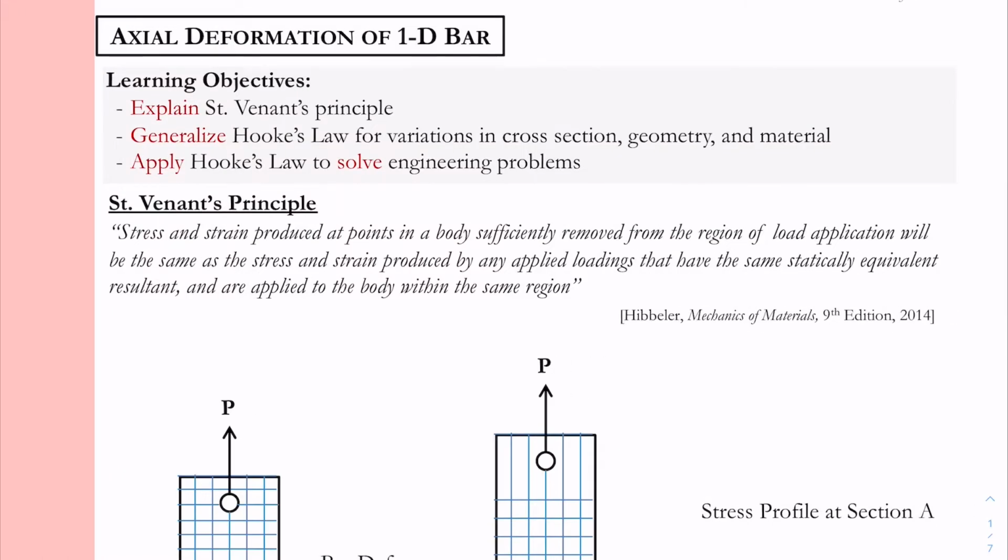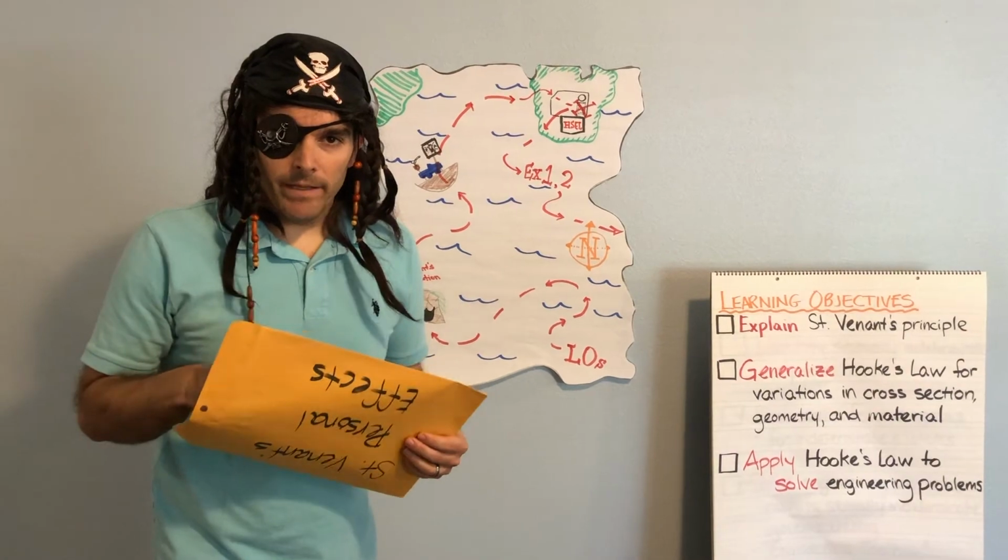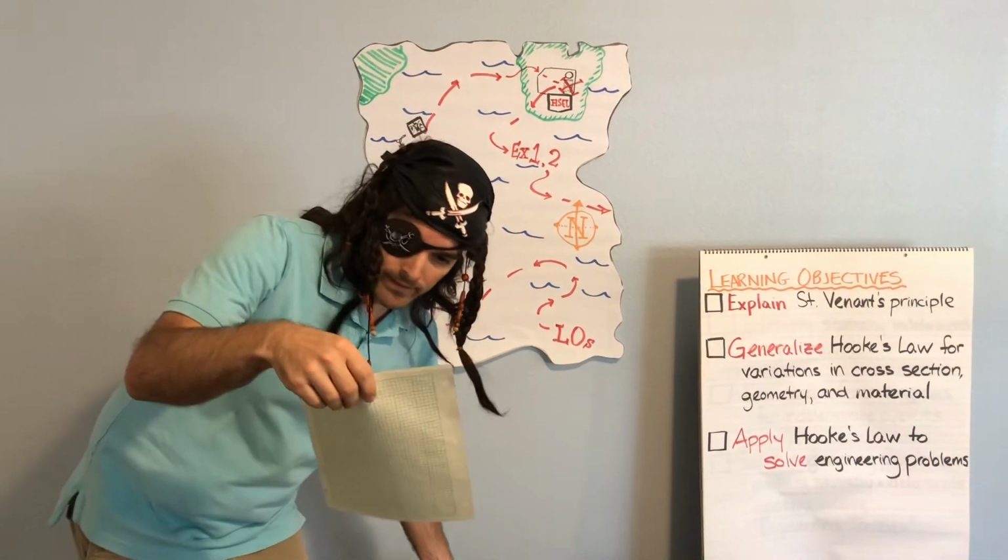St. Venant's principle says, stress and strain produced at points in a body sufficiently removed from the region of load application will be the same as the stress and strain produced by any applied loadings that have the same statically equivalent resultant and are applied to the body within the same region. Alright, I have no idea what that means. Perhaps St. Venant can help us clear things up.